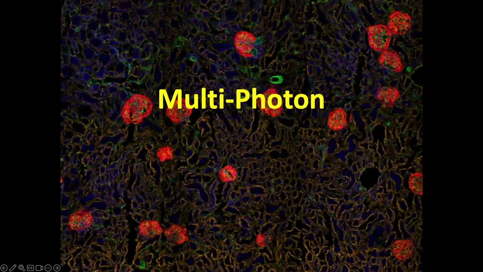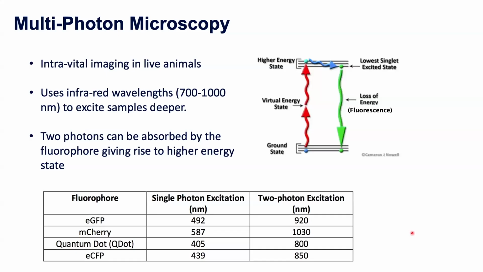All right, let's move on to multiphoton. The light sheet in our example for large tissue is very much a fixed sample imaging approach. With multiphoton microscopy, we can actually do what we call intravital imaging on live anesthetized animals.